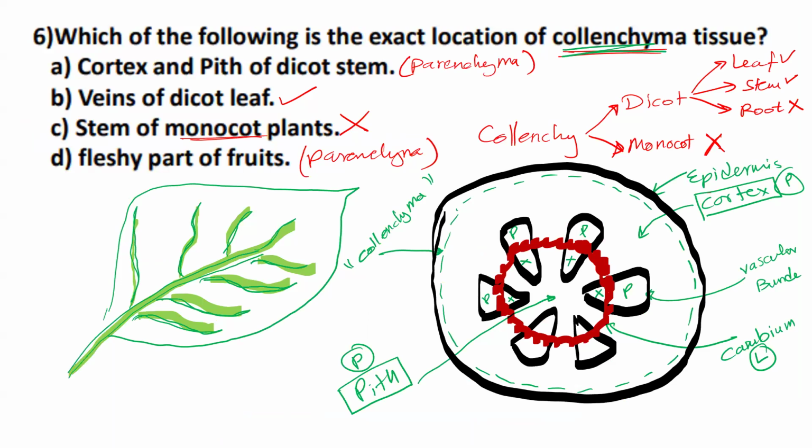Cortex and pith of dicot stem are made out of parenchyma. Now you all know this space is parenchyma and this space is also parenchyma, the cortex space. I hope you all are clear about it now. Shall we move to the next one?